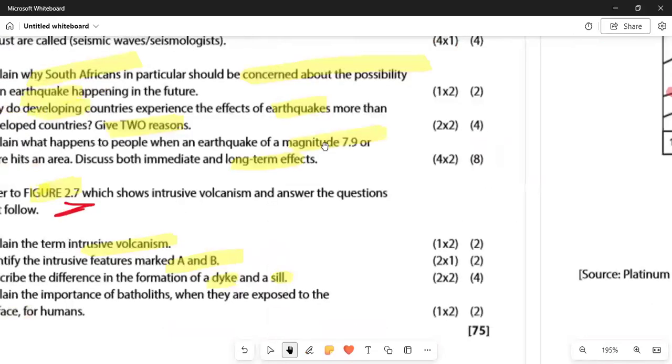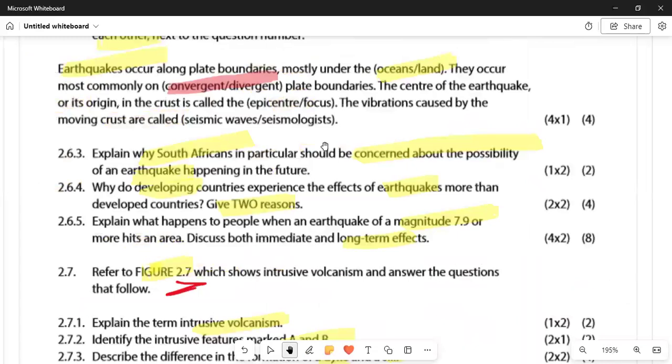Another question says earthquakes occur along plate boundaries, mostly under the ocean or the island. Where do they occur? In the ocean. They occur mostly under the convergent or the divergent plate boundaries. The center of the earthquake, or its origin in the crust, is called the epicenter or the focus, and the vibration caused by the moving crust is called seismic waves by the seismologist. So we are saying that we want the answers there.